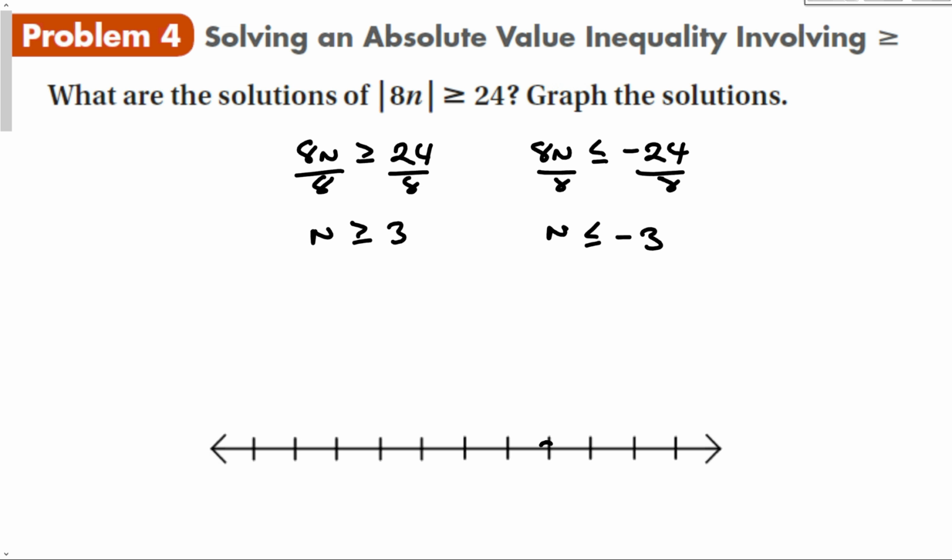Let's put a 3 there. 2, 1, 0, 1, 2, 3. Negative 3 right there. We'll put a dot here. And this kind of works out because n is greater than or equal to 3, which means we're going to go to the right. And less than or equal to negative 3 means we're going to go to the left. Okay?